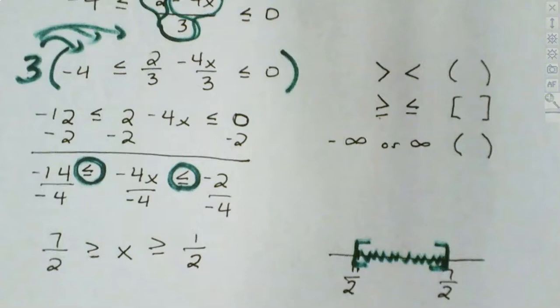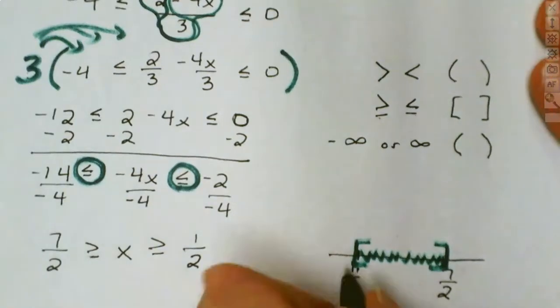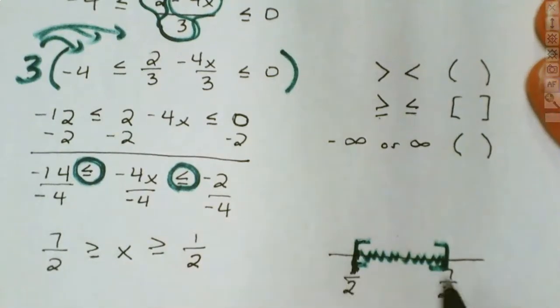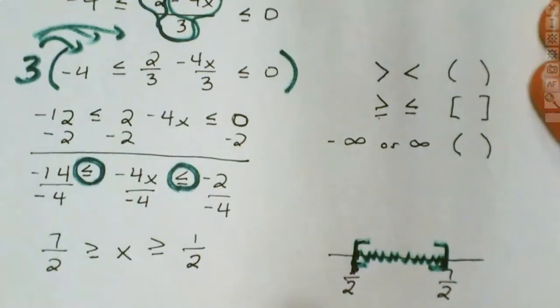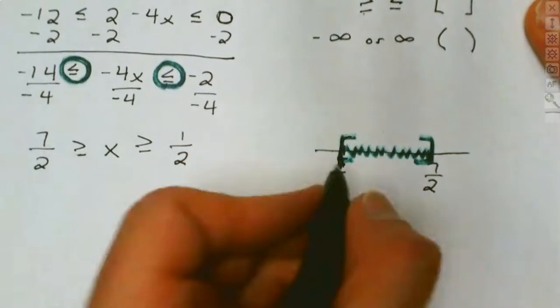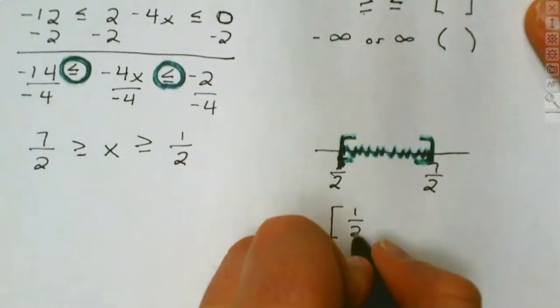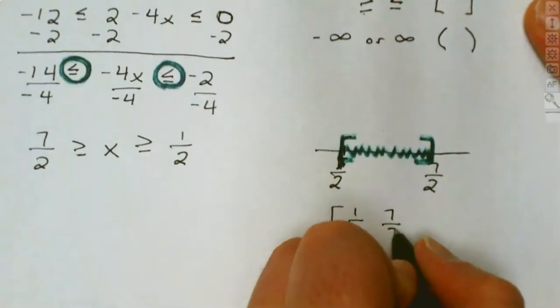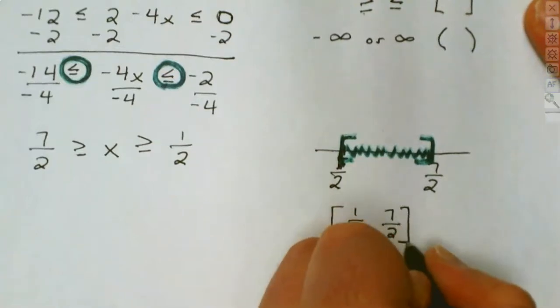That's a commonly made mistake. The students will make a mistake with the infinity symbol. Infinity always, no matter what, gets parentheses. Remember, this is a half here. It kind of got overwritten there, but that's a half, and that's 7/2. What does it look like now in interval notation for our final answer? Directly off the number line, square bracket 1/2, comma, 7/2, with a square bracket as well.